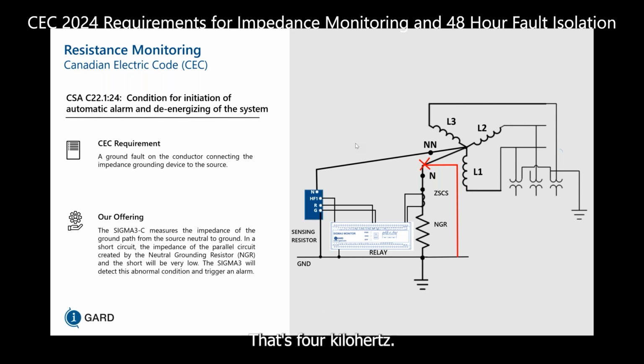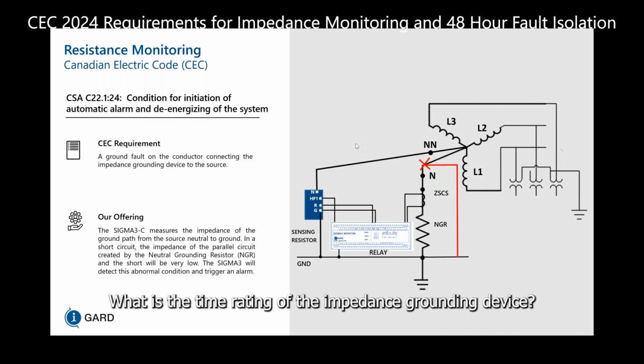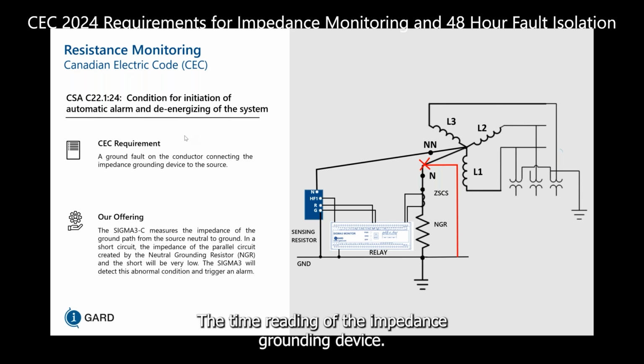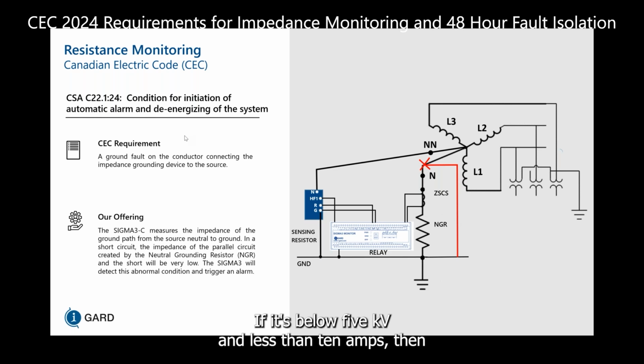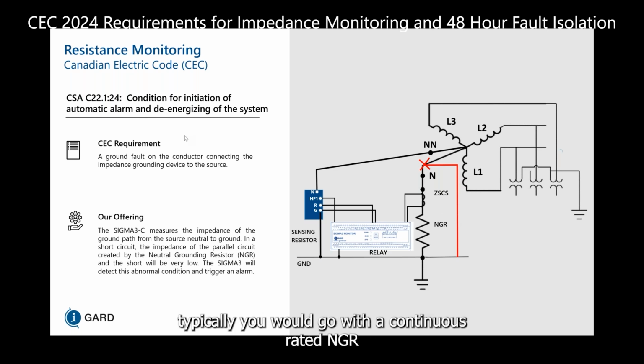What is the frequency of the injected current? That's 4 kilohertz. What is the time rating of the impedance grounding device? The time rating of the impedance grounding device, if it's below 5 kV and less than 10 amps, then typically you would go with a continuous rated NGR.